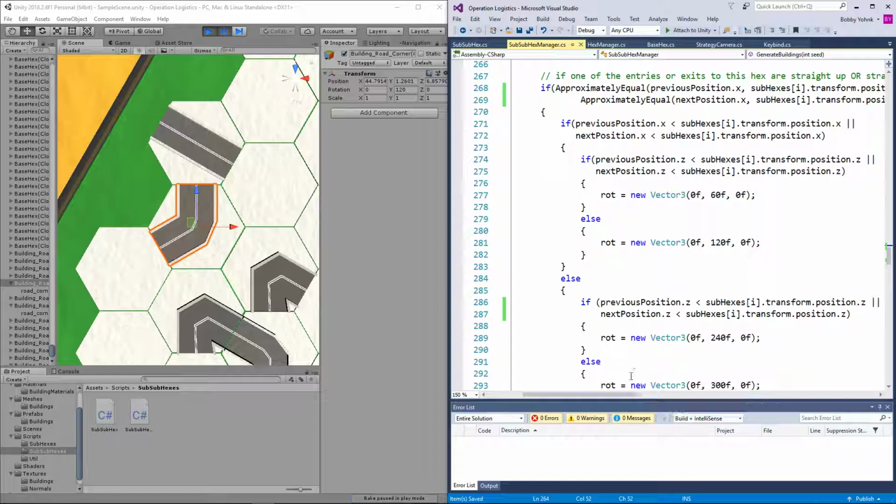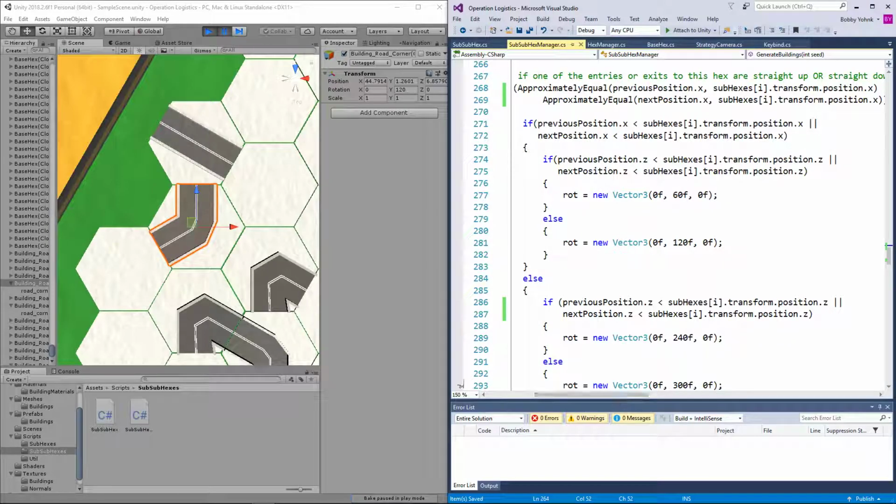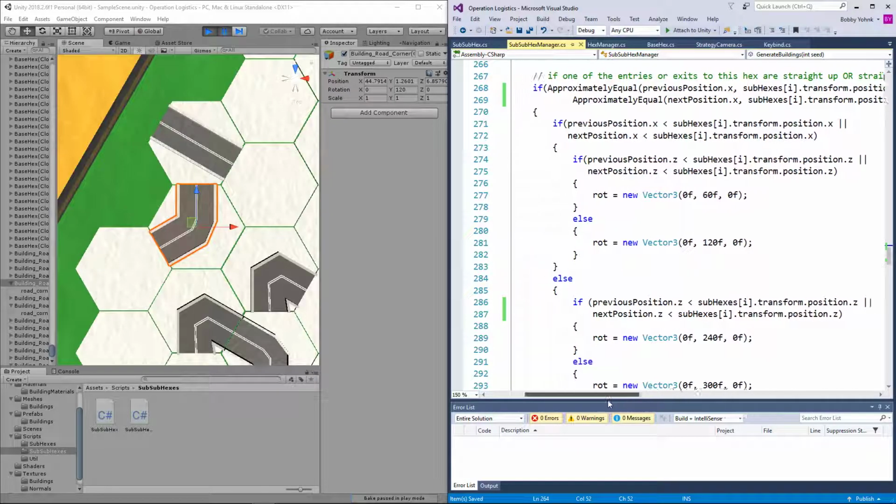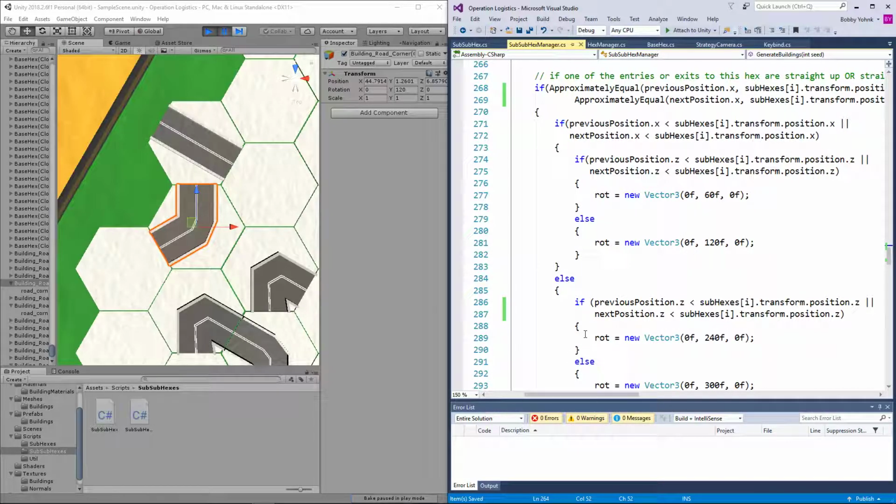Okay, so if approximately equal the x positions of one side, so we know that it's either here or here, then we check to see if previous position.x is less than or next position.x is less than. So less than on the x-axis is on this side, so we know we're coming in here or here, so we know our exit is either here or here. Okay, and then if previous position.z or next position.z is less than, so that's probably our issue right there.